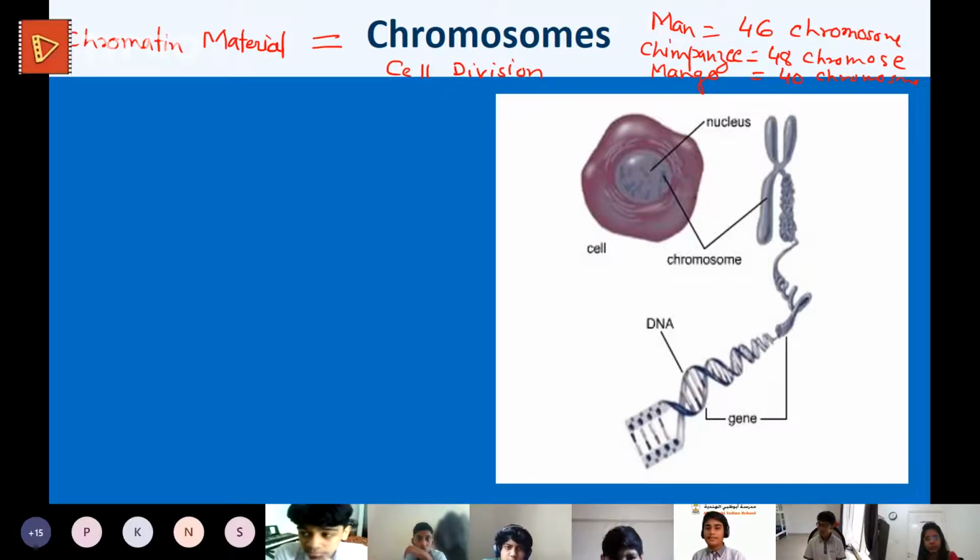Ma'am, yes, but some specialized cells called gametes have only 23 chromosomes. Exactly. Except the sperm and ovum, all the cells in the body have a nucleus, and that nucleus has 46 chromosomes.